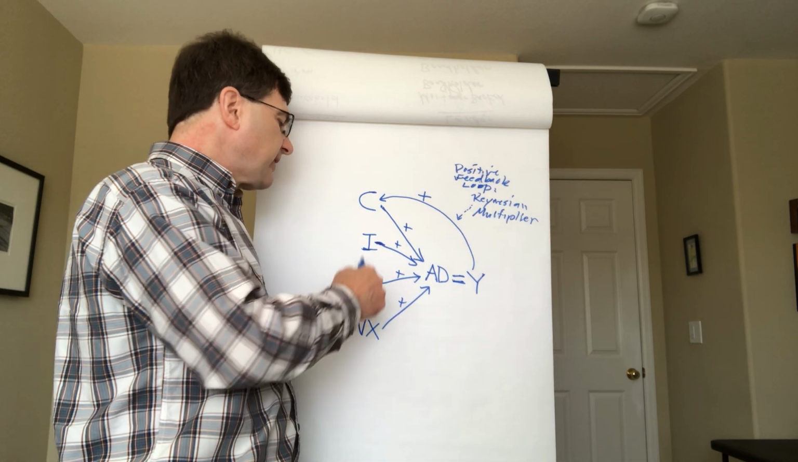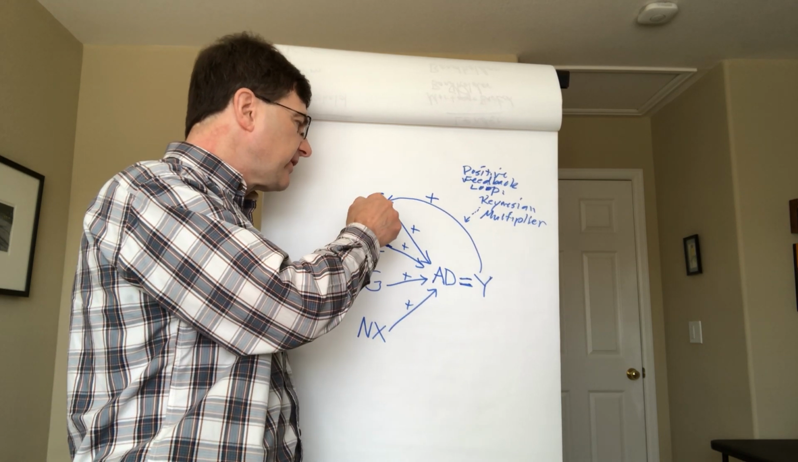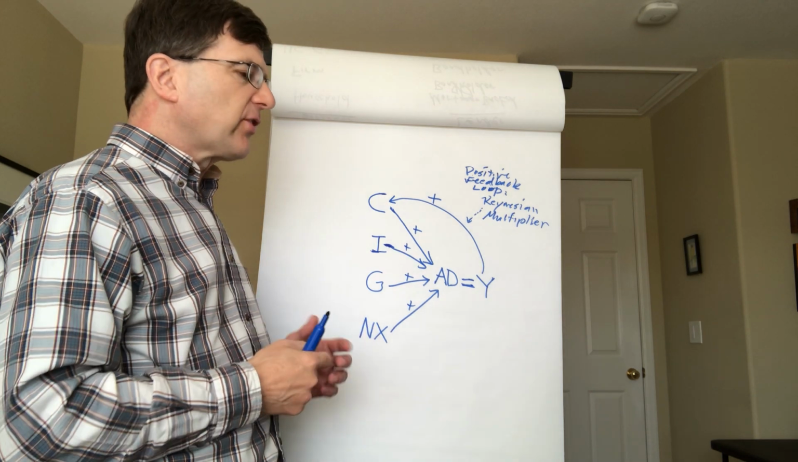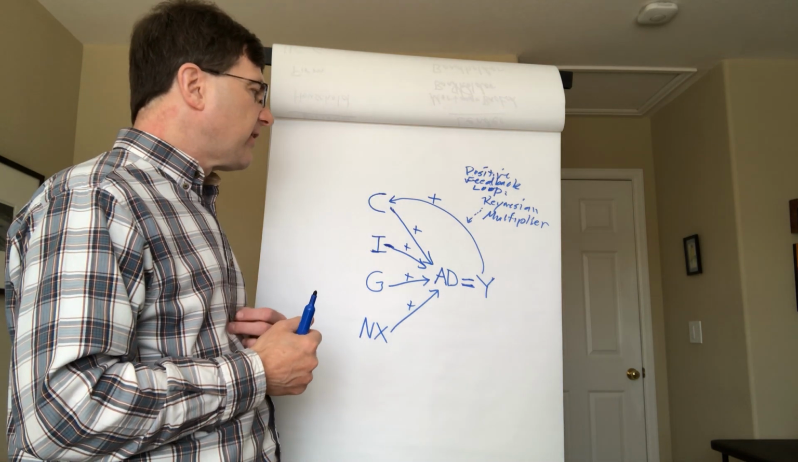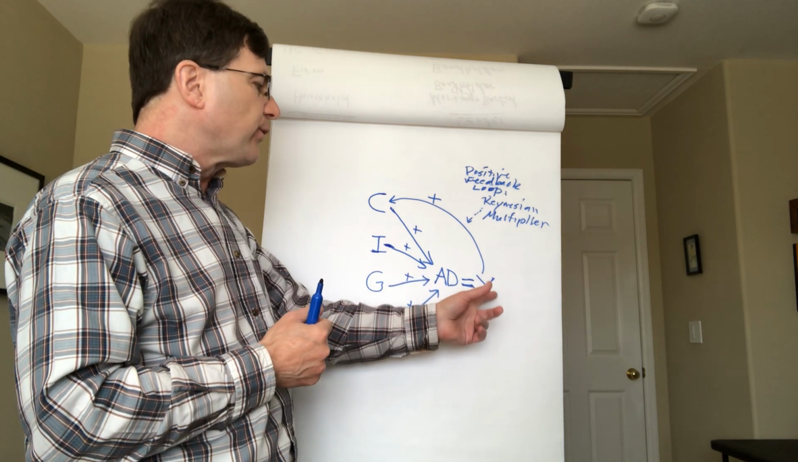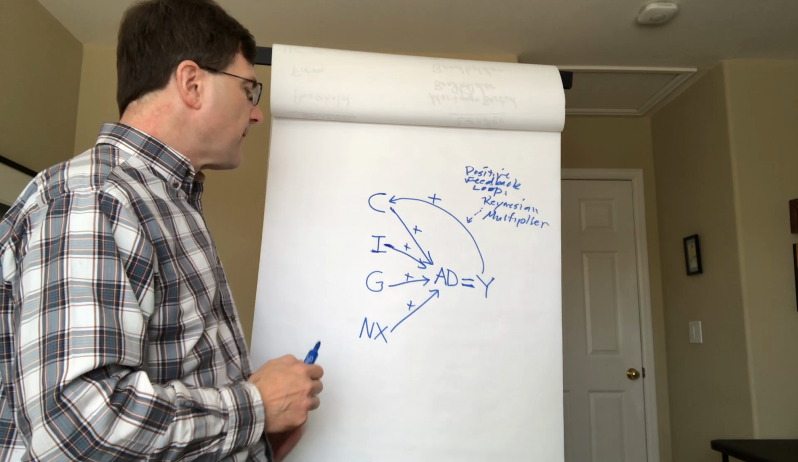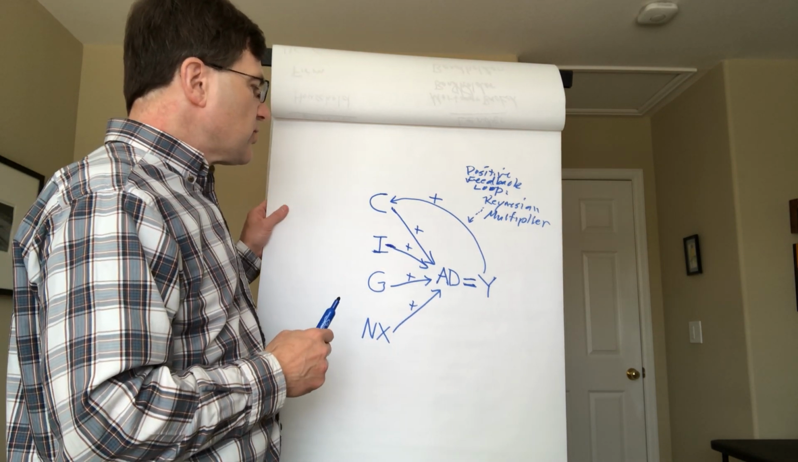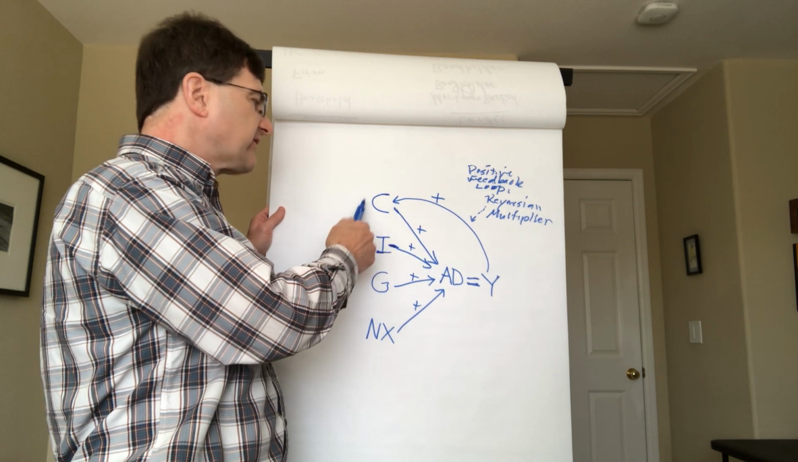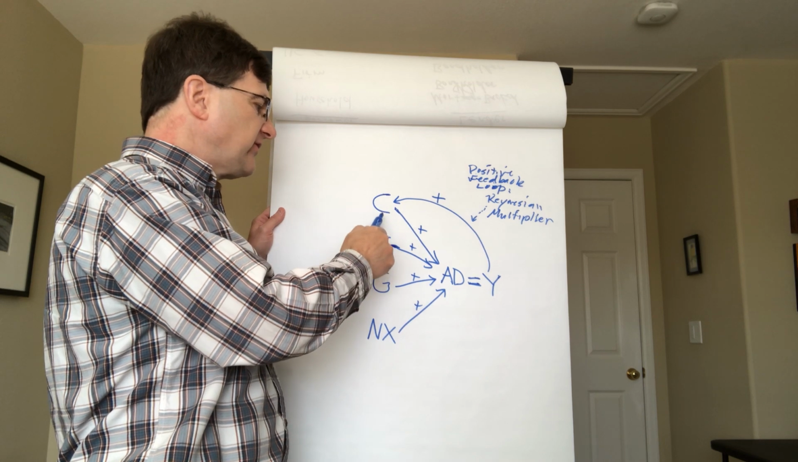But I'm going to especially focus on I, G, and NX. But we could distinguish the sometimes called autonomous part of C. These autonomous things get started before GDP changes, and then you have the second and third and fourth round effects. Okay, so remember again, lower interest rates can cause some autonomous change in C.